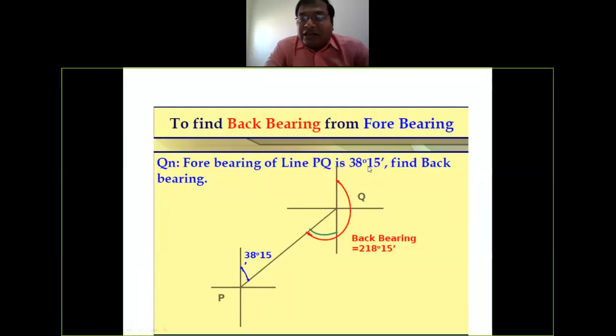And you can see this value of forebearing is less than 180 degree. So what do you have to do to calculate the back bearing of line PQ? You have to add this value to 180.